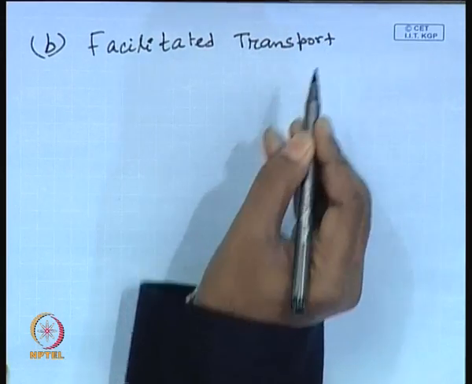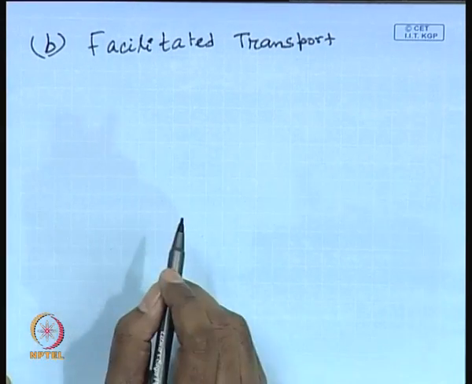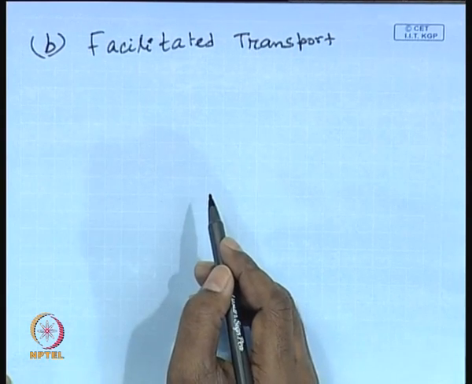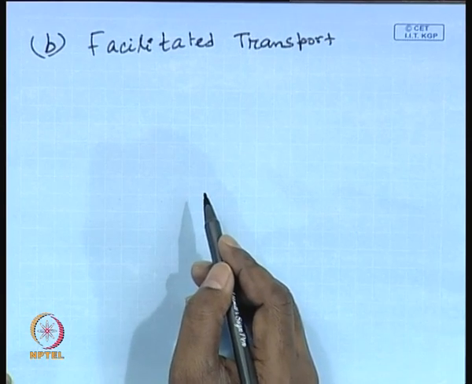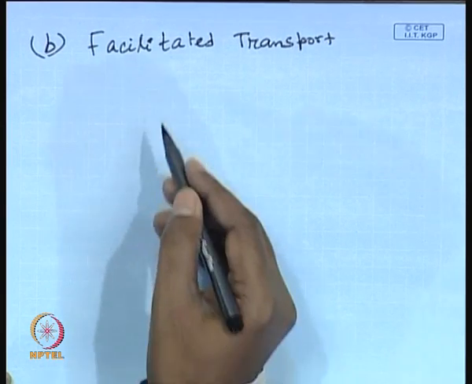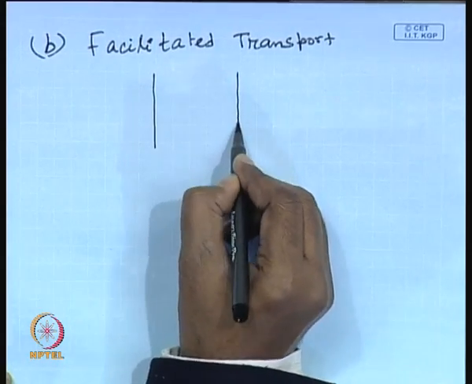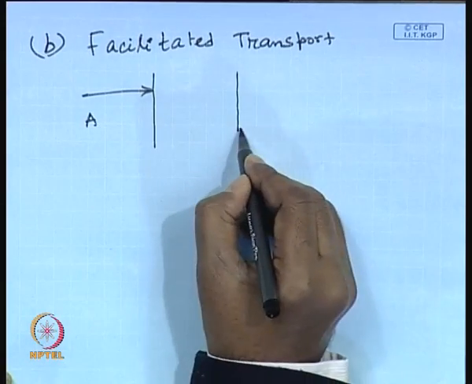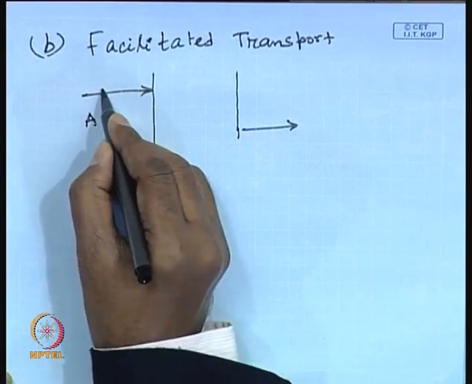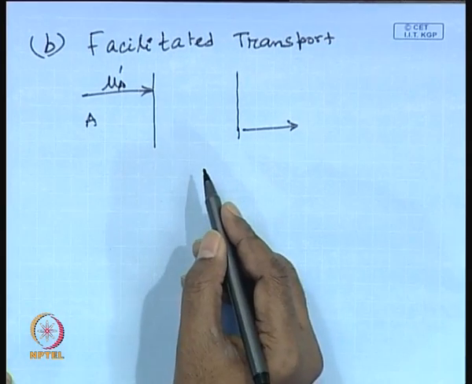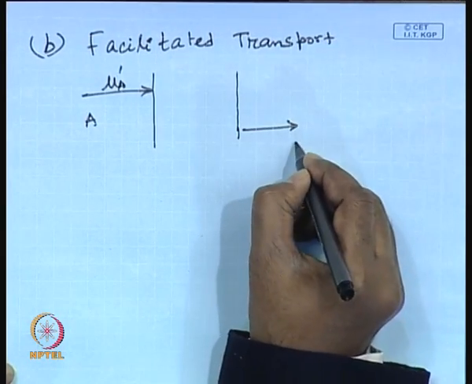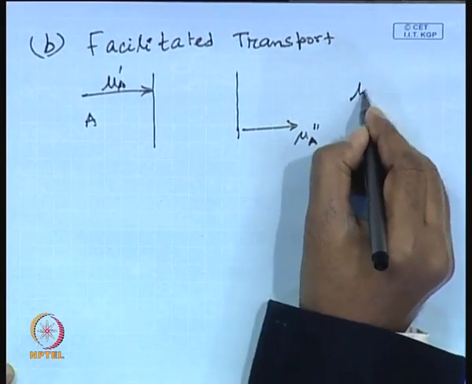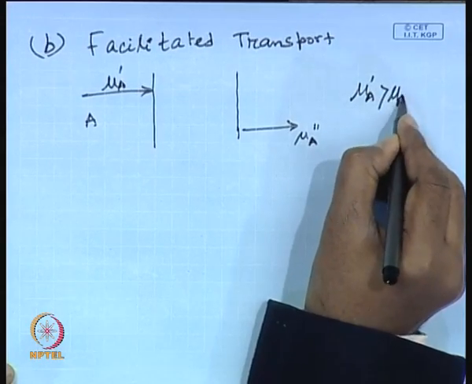In this case also, the transport is from higher chemical potential to lower chemical potential, but the transport is facilitated by an external agent or a third agent present in the membrane phase. For example, the species A has to be transported from the feed side to the permeate side. The chemical potential in the feed side is mu A prime, and in the permeate side is mu A double prime, and of course, mu A prime is greater than mu A double prime.